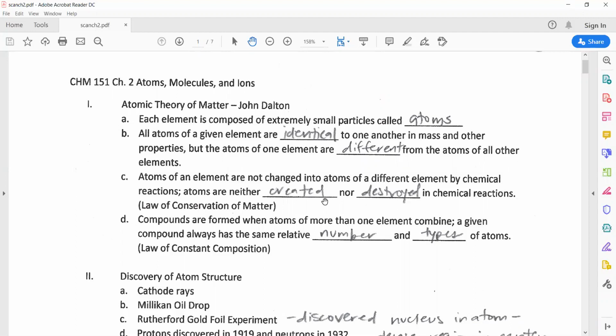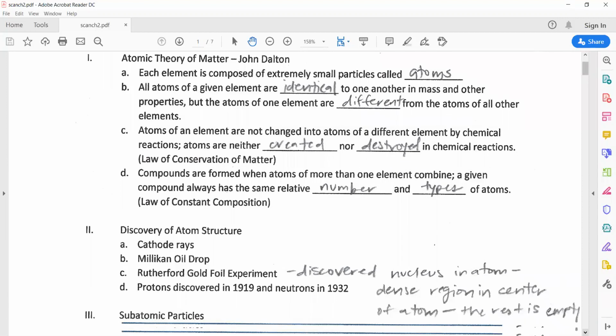Atoms are neither created nor destroyed in chemical reactions. That's the law of conservation of matter. So all of the atoms at the beginning are still present at the end. They've just been rearranged. And then compounds are formed when atoms of more than one element combine. A given compound always has the same relative number and types of atoms. That's the law of constant composition. Like water, for example, will always be 2 H's to 1 O. It has a constant composition if it's a compound.